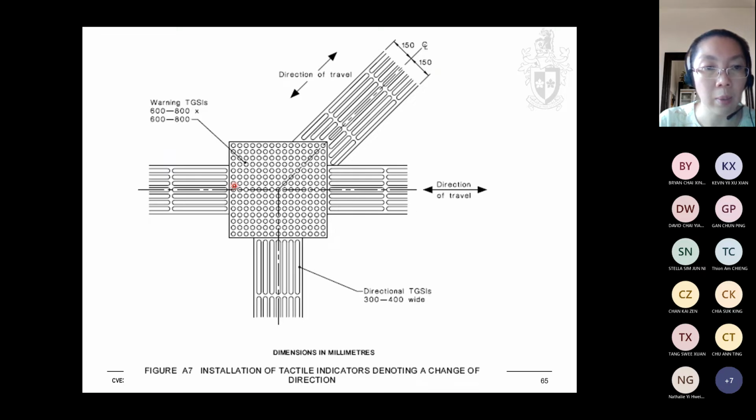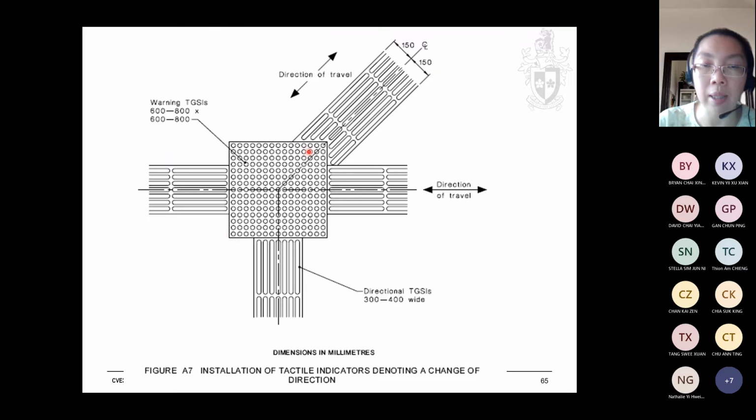Right, so what you can see in the figure is that you have a lot of different directional tiles. So let's say if they are coming from this direction, once they sense that, okay, these are all round ones, once they sense that this is the hazard marker, hazard tiles, then they have to be careful what is in front of them. So when they probe further with their stick, then they will sense that these are directional tiles so that they will know this is to indicate change of direction.